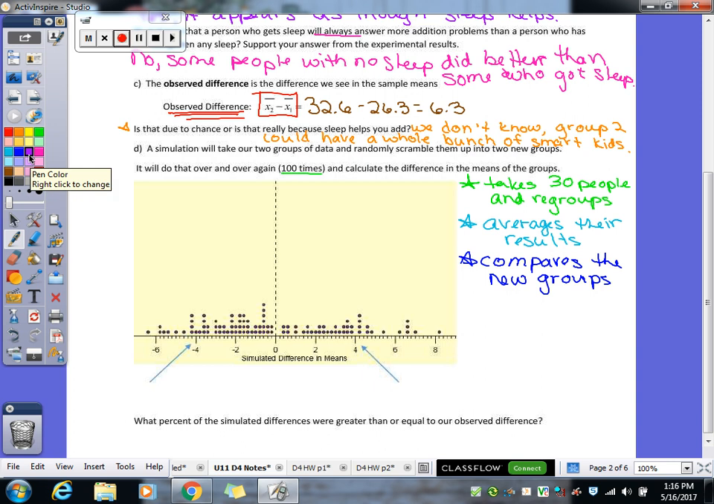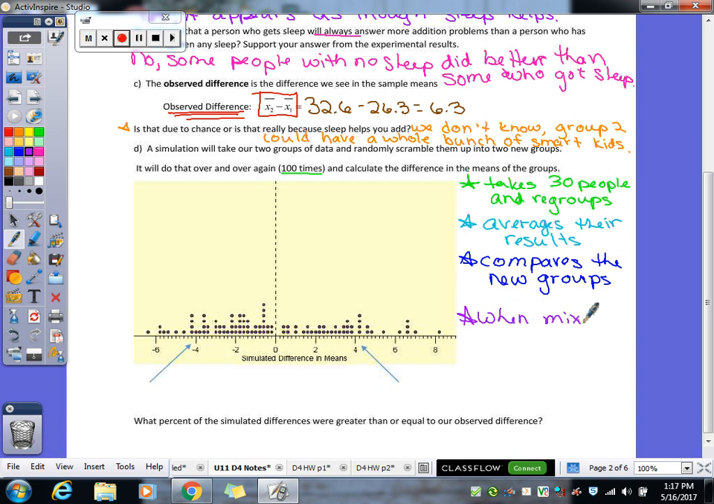So then what ends up happening is if you have 2 groups that are a combination of the people who have sleep and who don't have sleep, should there be a difference in their numbers? No, because you have a combination of the people who got the treatment of sleeping and then the people who didn't get any sleep. So when you scramble them all up together, there really should not be a difference between the averages of those groups.